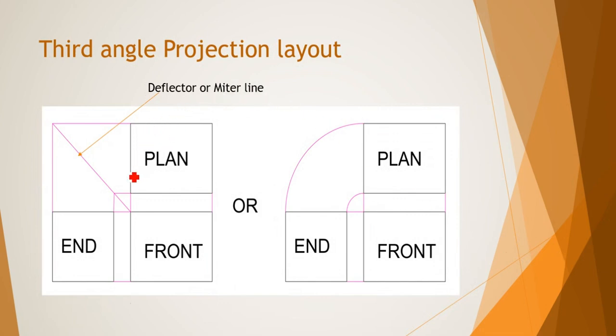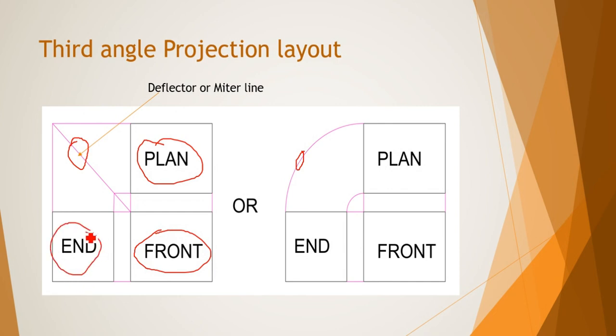So this is the orientation or the layout for third angle orthographic projection. This is a mitre line. You can either use this format or you can use the arc method. Both are okay. As you can see, the plan is directly above the front and the end is just horizontally opposite the front. The relationship between the plan and front is what is used to describe and differentiate between third angle and first angle orthographic projections.